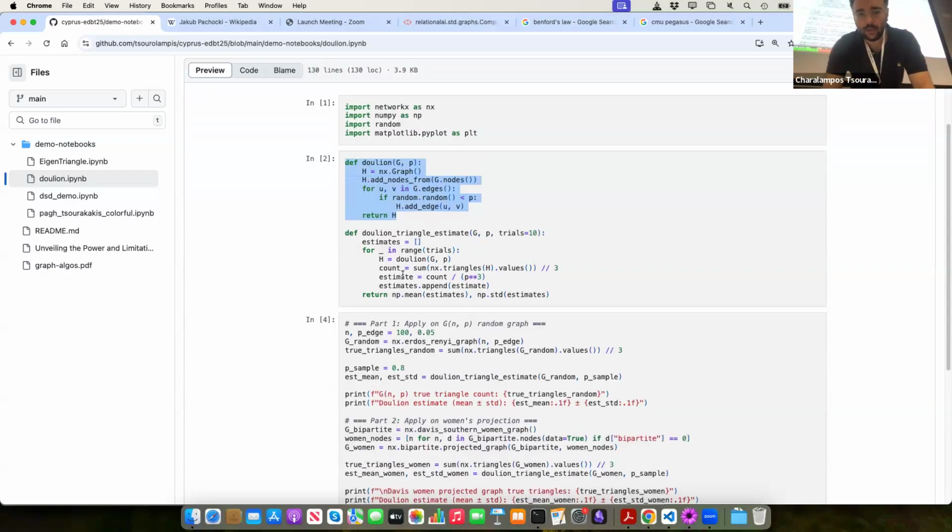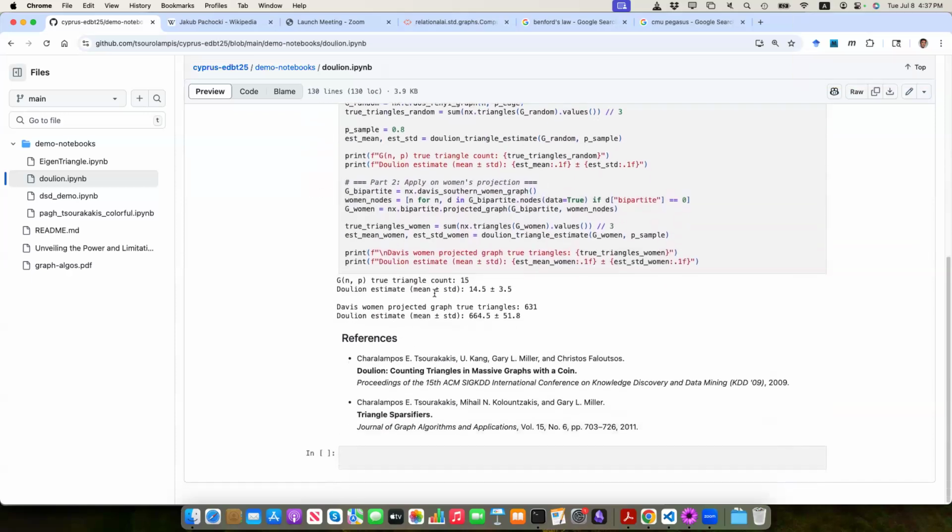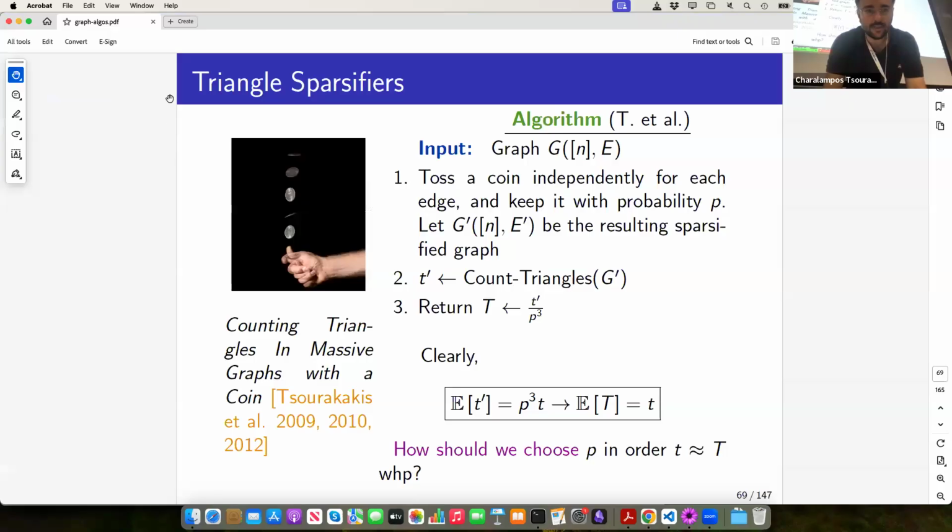If you try it on some toy graphs, you can just illustrate the idea. This is a small graph, 50 nodes. Still, you can get 14.5, even if you keep 80% of the edges. And in this Davis-Weyman graph, what was the probability? Yeah, it's quite high. Now, the question is, how small can p be and still get this high quality of estimates? And this is what I'm going to answer next.